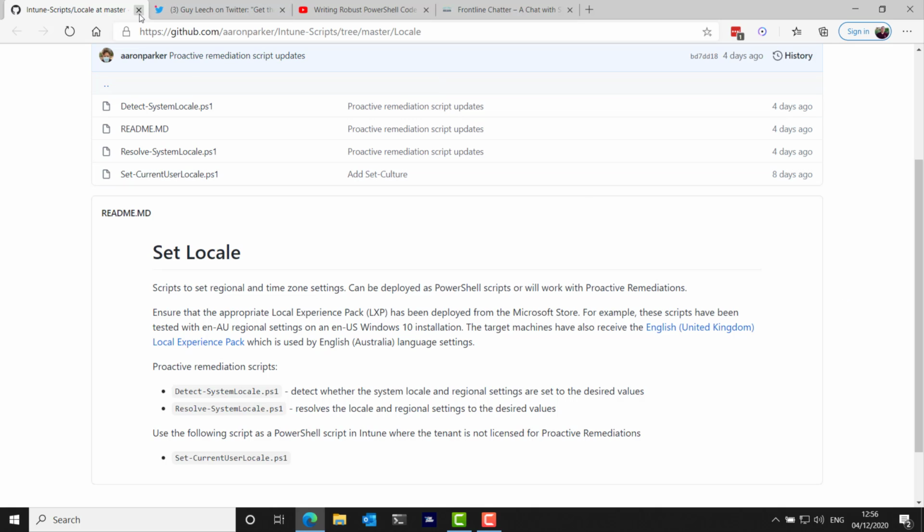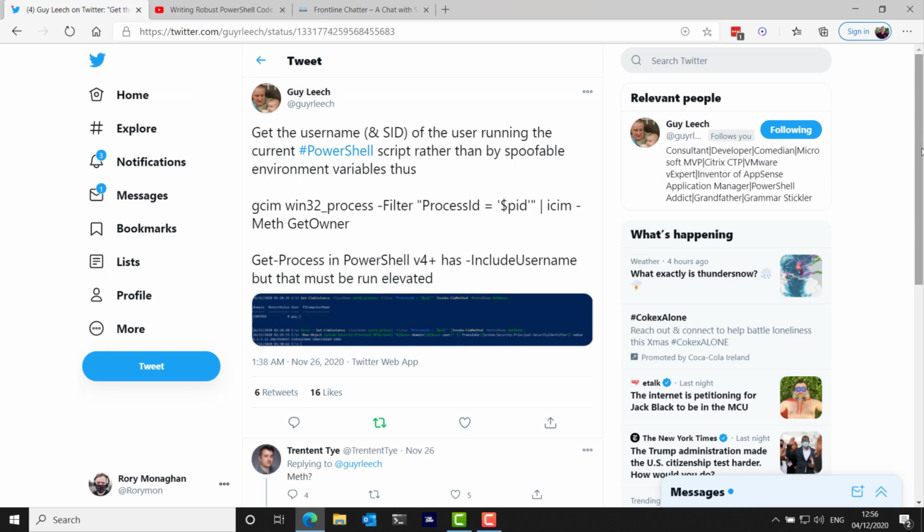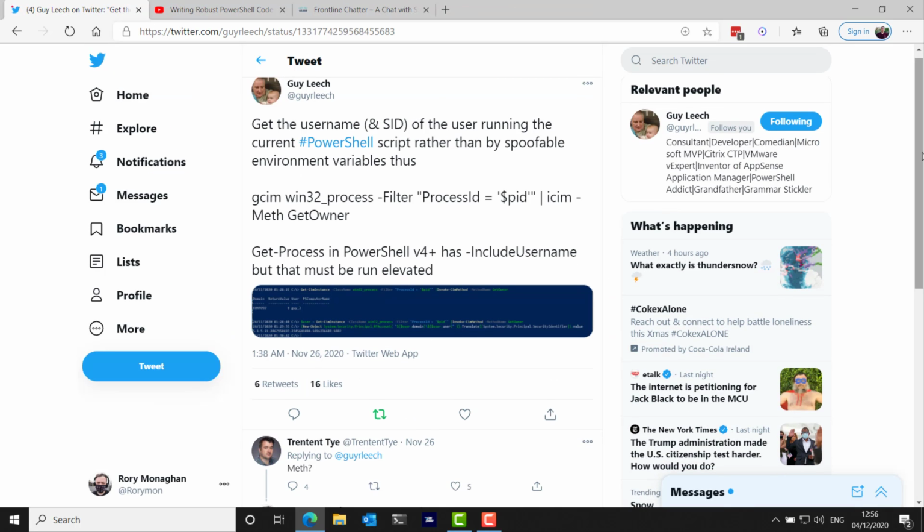And Guy Leach shared a pretty handy one-liner in PowerShell to get the username and SID of the user running the current PowerShell script rather than relying on spoofable environment variables. So this is something that comes in handy too when you're trying to maybe reverse query some of the user registry tied to the SID. I've had to do it as well for groups for App-V purposes to get the group SID. So this is a handy one to have in your back pocket.